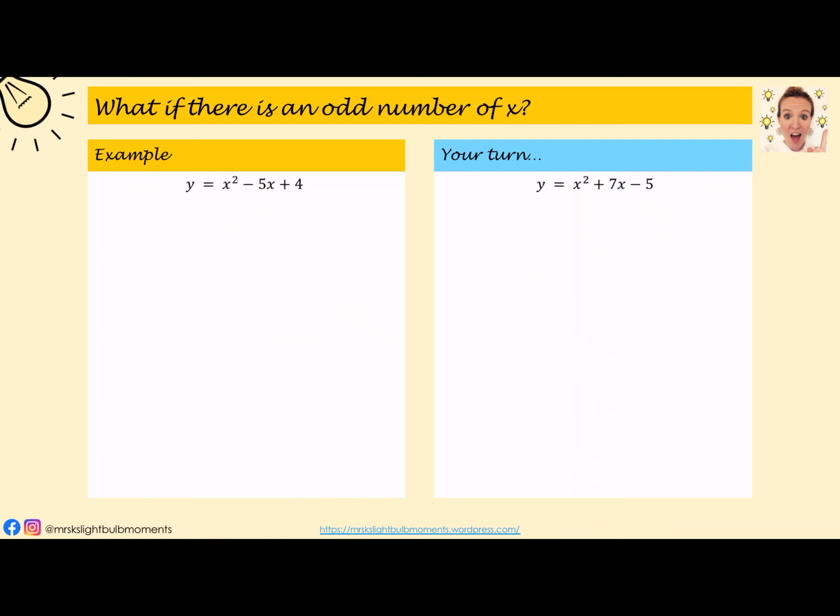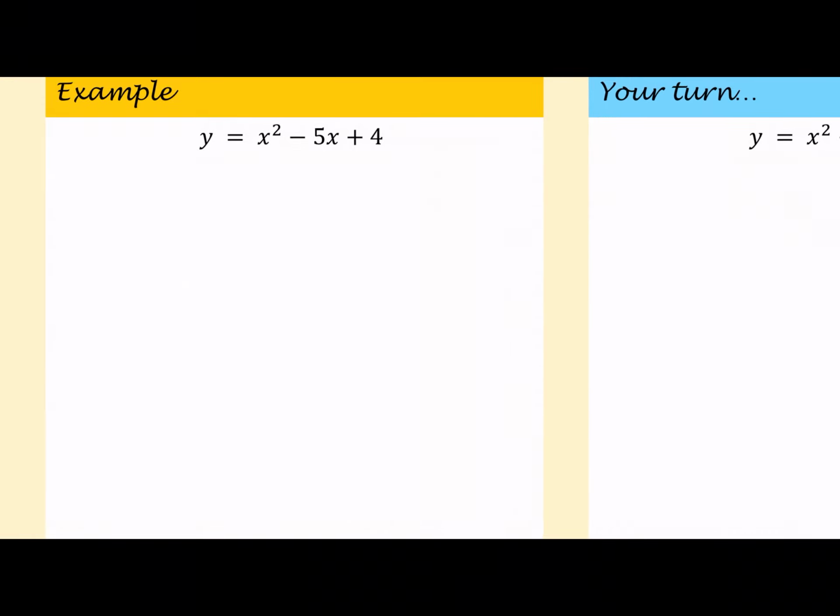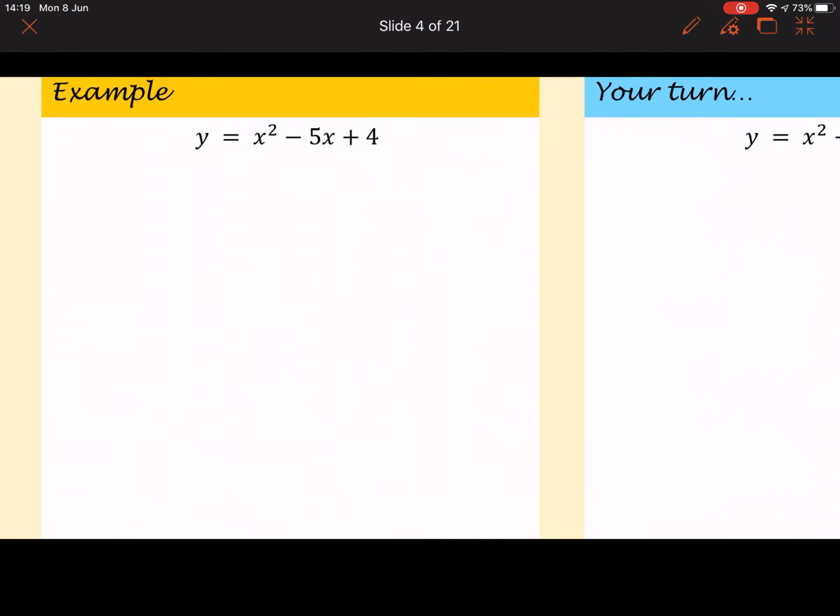So there's a few questions I always get asked with these, and one of them is, what if there's an odd number of x? So I'm going to go through an example and then you're going to get a chance to have a go. So have a look at this one with me. We've got y equals x squared minus 5x plus 4.